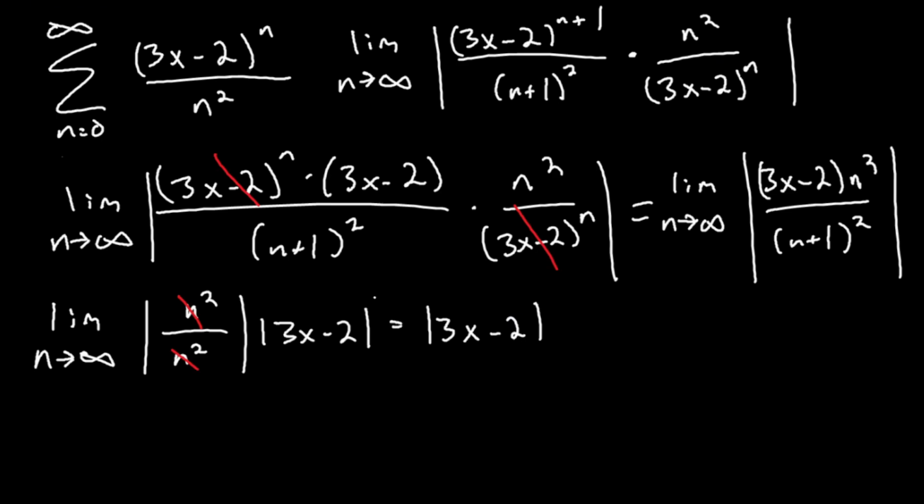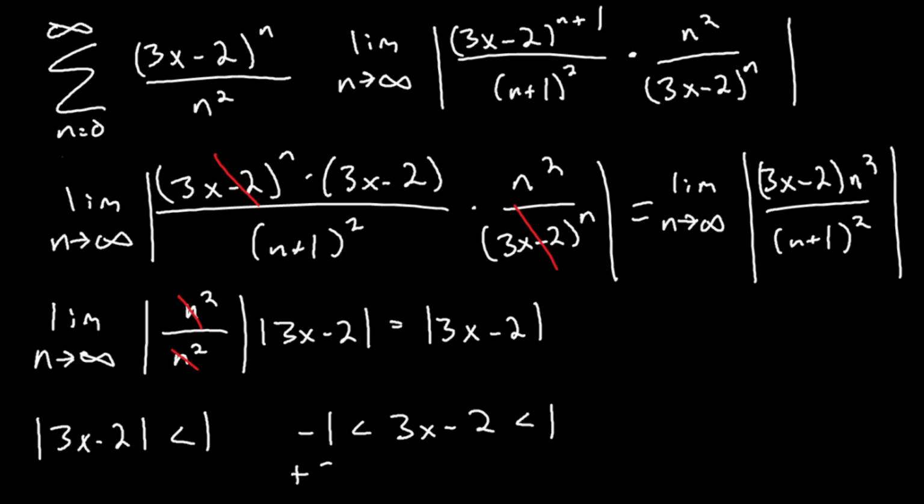Well, this right here is the format we talked about before, right? So all we need to do is set this less than 1. So |3x - 2| < 1 gives us this. If we separate the absolute value, we get -1 < 3x - 2 < 1.